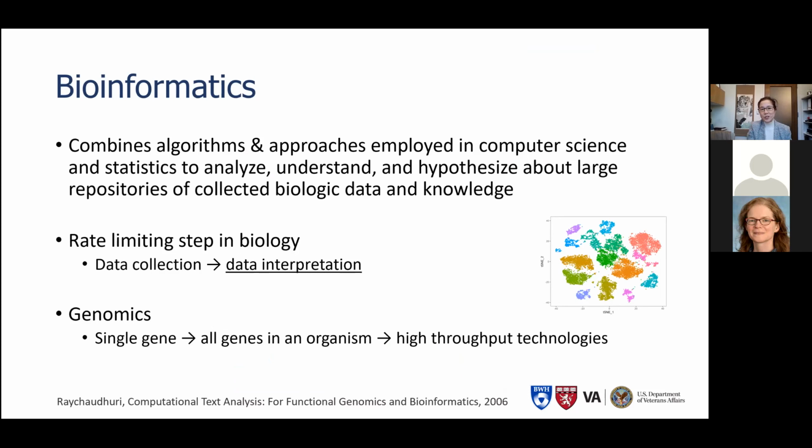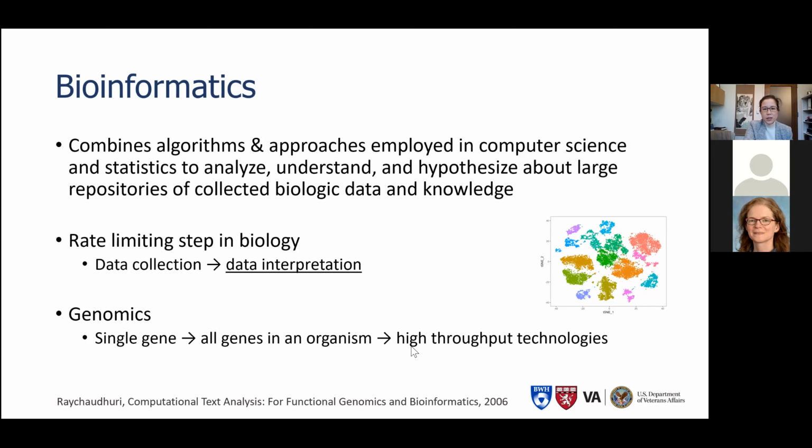And so this is a definition from our colleague, Shamo Rashidi, who's here at the Brigham. And he defined bioinformatics as, and not just him, but many people, a way of combining algorithms and approaches employed in computer science and statistics to analyze, understand, and hypothesize about large repositories of collected biologic data and knowledge. And just again, to give you an example, maybe two decades ago, or even a decade ago, the rate-limiting step in biology was data collection, and now it's about interpretation.